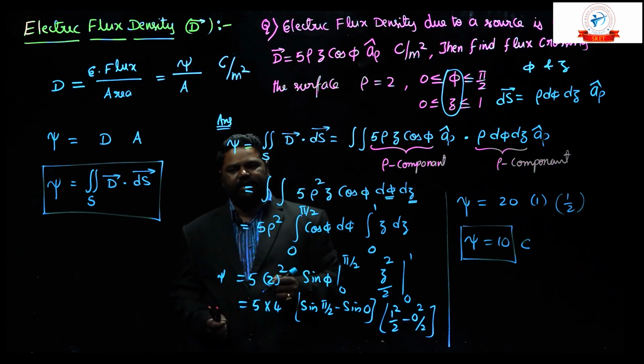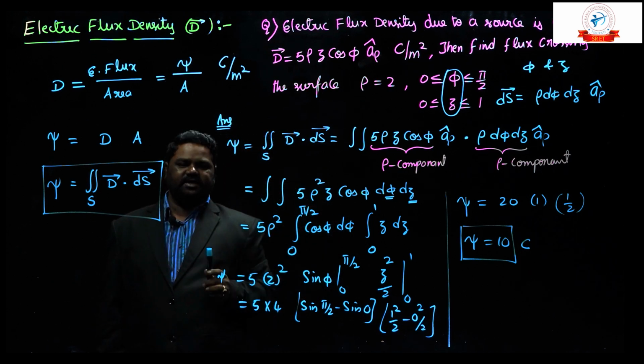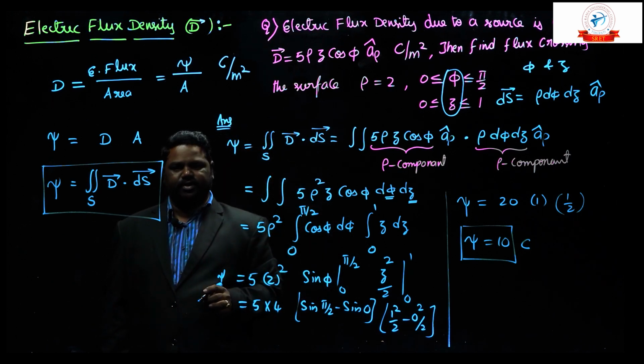So simply, the flux crossing the rho equal to 2 surface is nothing but 10 coulombs. This is the way we use this formula. If you know this formula, we can find the flux crossing any surface S if the flux density is given to us.